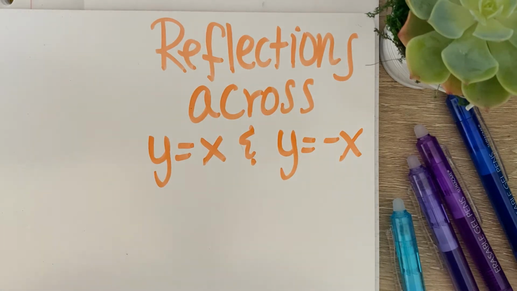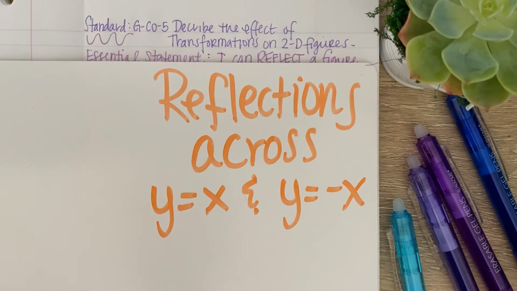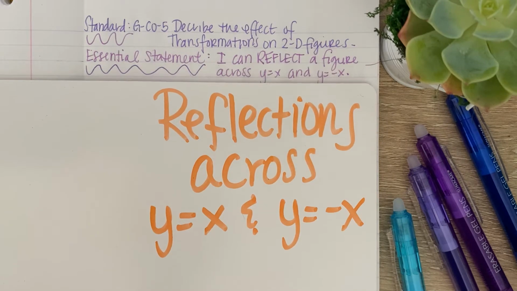Hi all, Ms. Z here, and today we have a lesson on reflections across y equals x and y equals negative x. So you have to think back and remember what those lines actually look like. Like, what is y equals x and y equals negative x? So, of course, we have our standard and our essential statement, and that states I can reflect a figure across y equals x and y equals negative x.